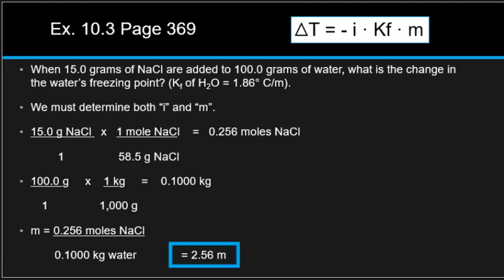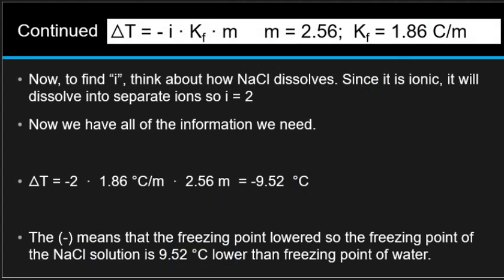It's going to be 2, sodium and chloride. Okay. All right, I just wanted to point to that M is going right up there to molality. Now to find I, think about how sodium chloride dissolves. Since it's ionic, it will dissolve into 2 separate ions. So I will therefore equal 2. So now I can plug everything in.